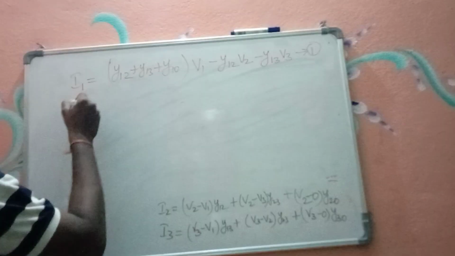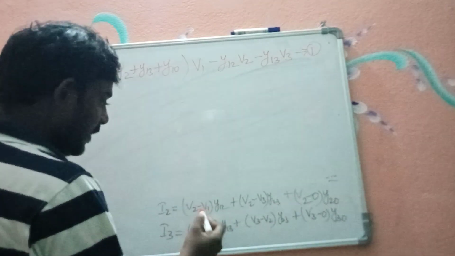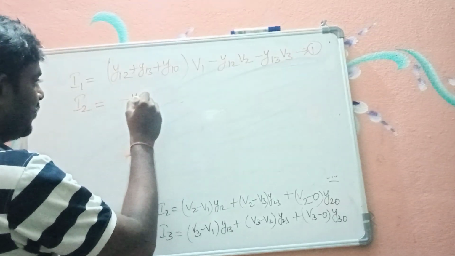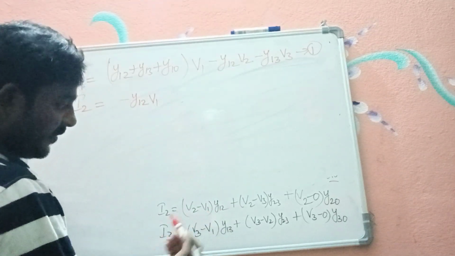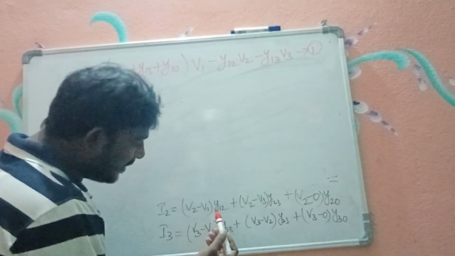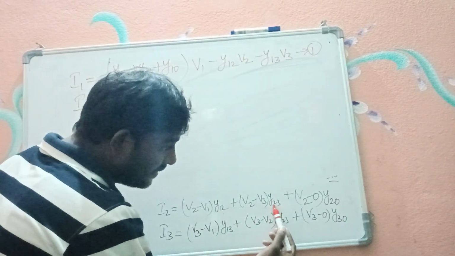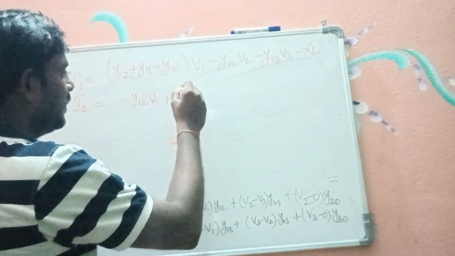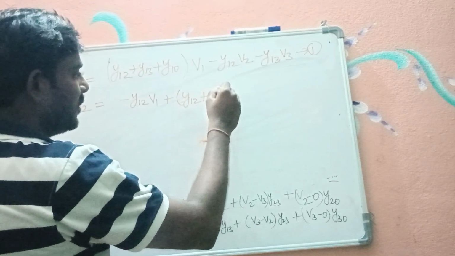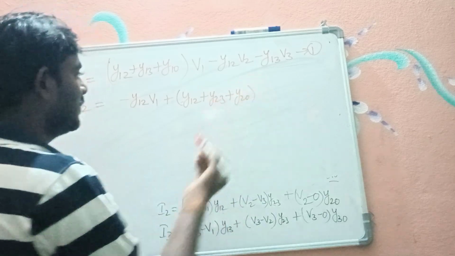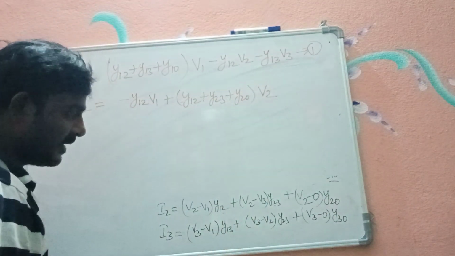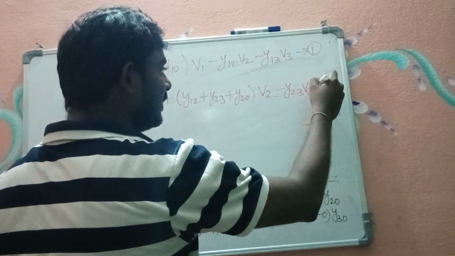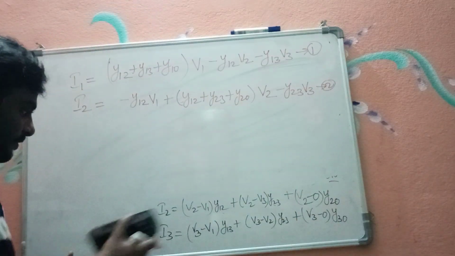This next equation can be written as I2 is equal to, for V1 you can take this admittance, so I have minus Y12 into V1. For V2, if you consider from this equation, it is Y12 plus Y23 plus Y20 into V2. Next for V3 you have only one term, which is minus Y23 into V3. This is the second equation.